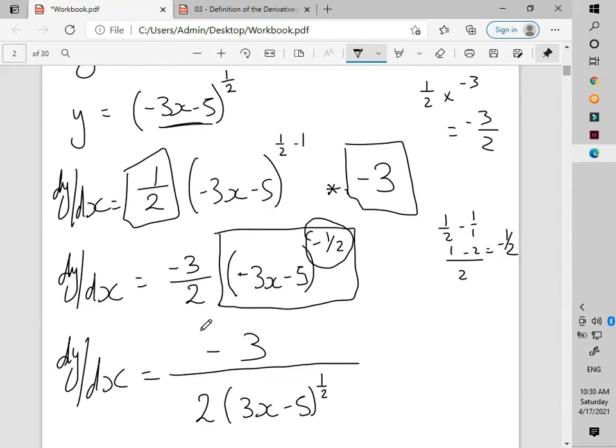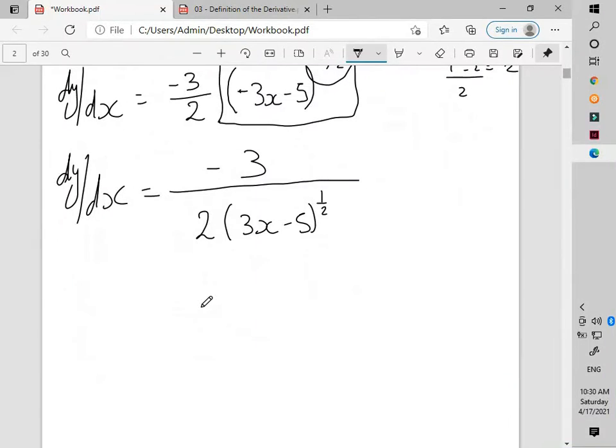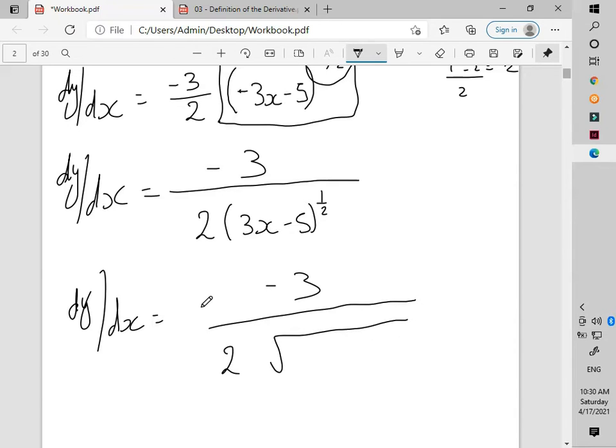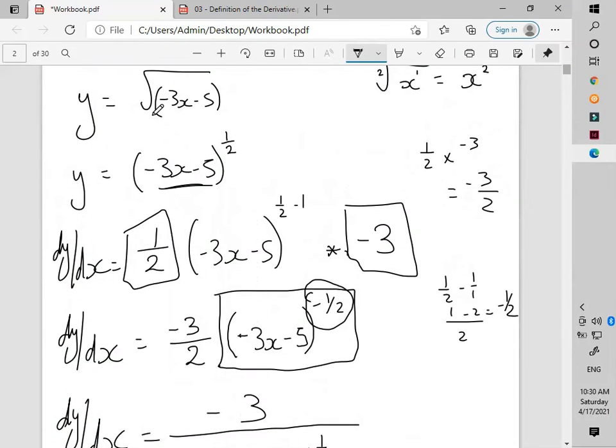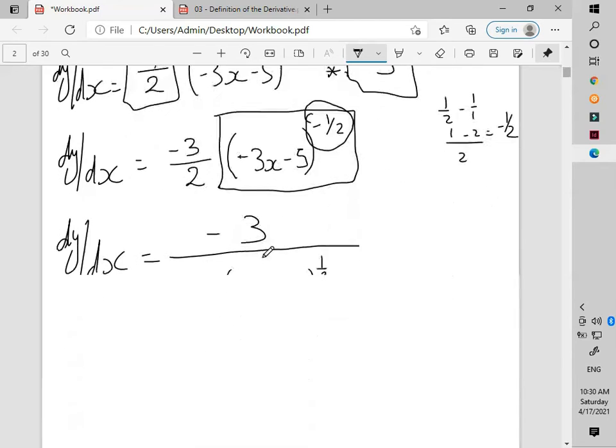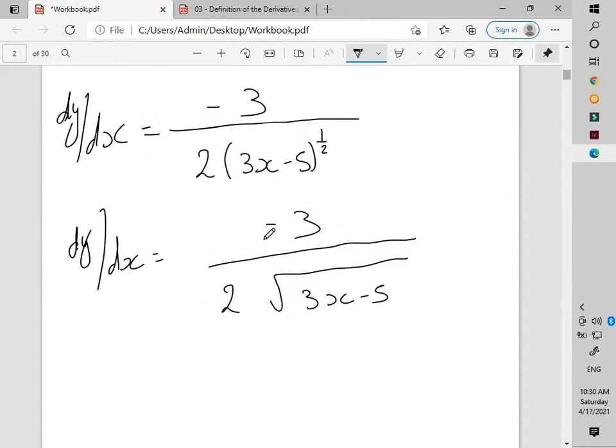Now something to take note of, and this is what I was looking at in earlier videos in terms of the answer: you would want to simplify this by writing it in roots. So when I say that, you have 2, the root of minus 3x minus 5. If you look at the top here, similar. Actually, it'll be negative 3x minus 5.